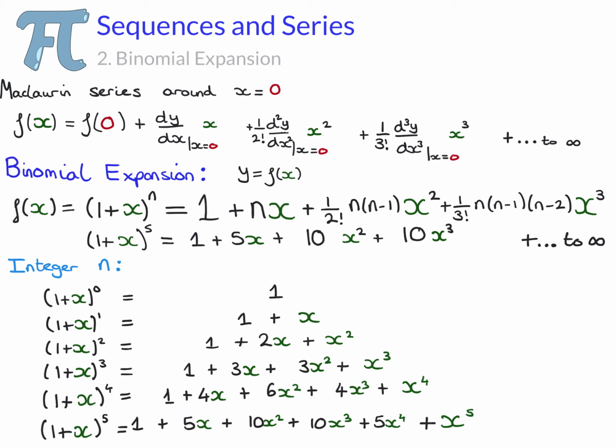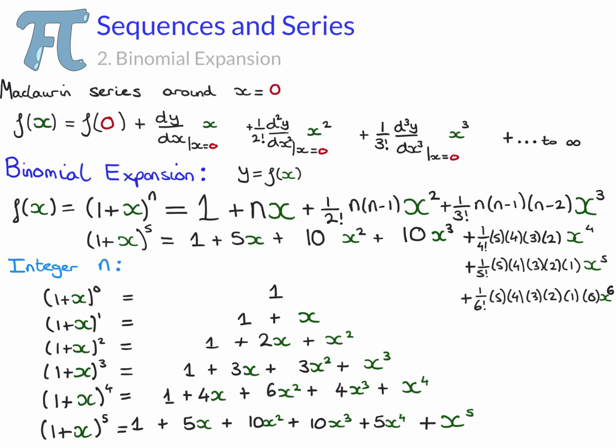The reason is that because n is an integer, when we count down from n to n minus 1 to n minus 2 and so on, we will eventually reach 0. With n is equal to 5, it looks like this. This 0 term is present in all further coefficients in the expansion, and so all of these will disappear.